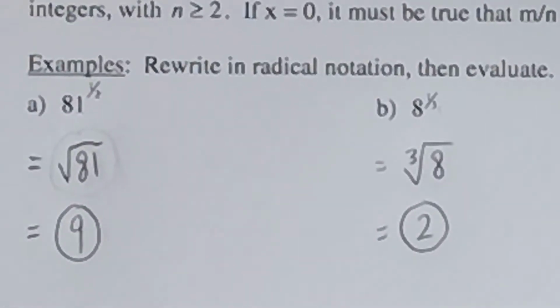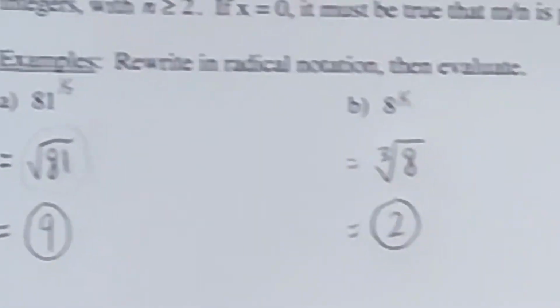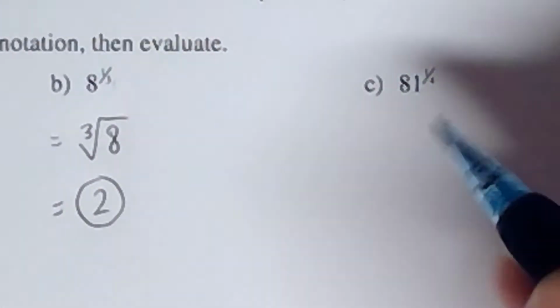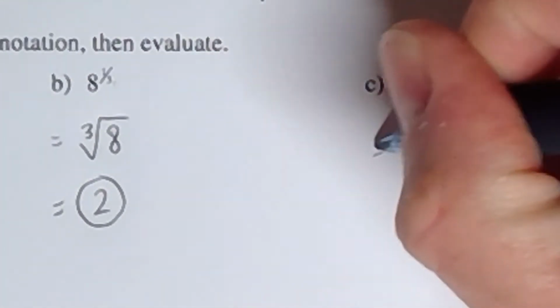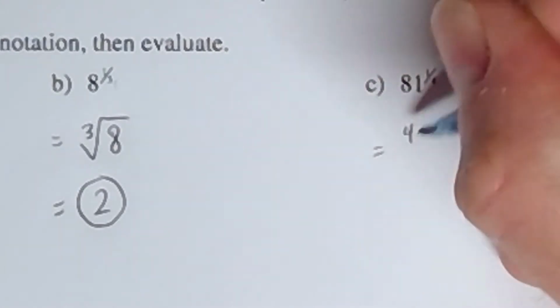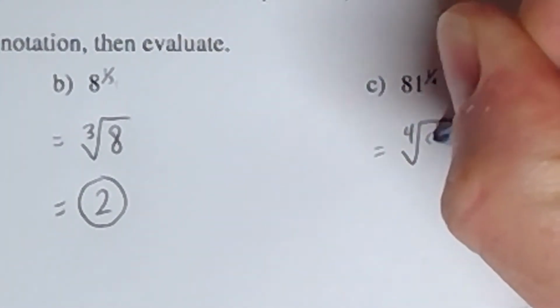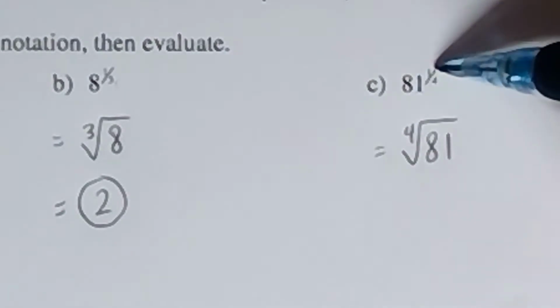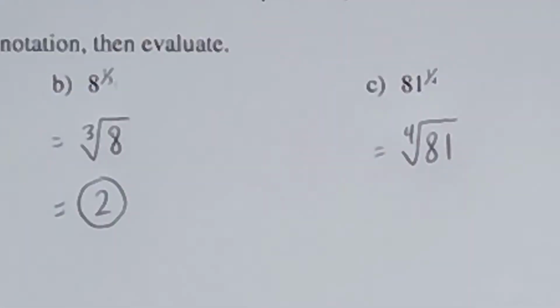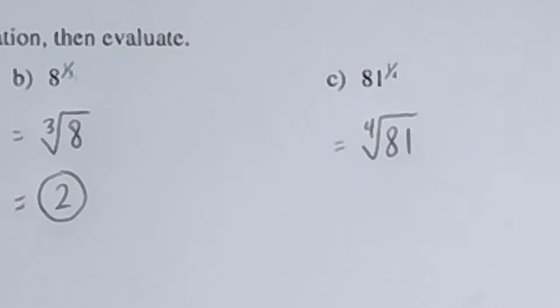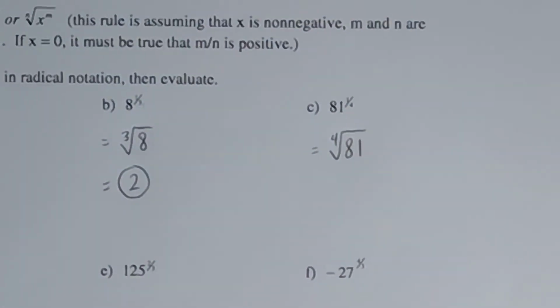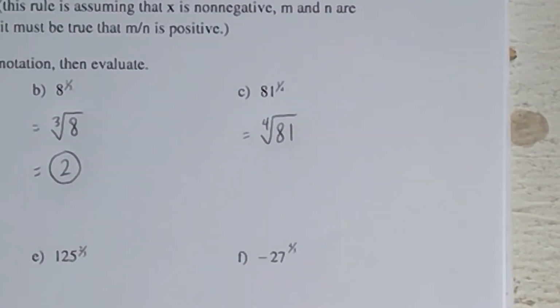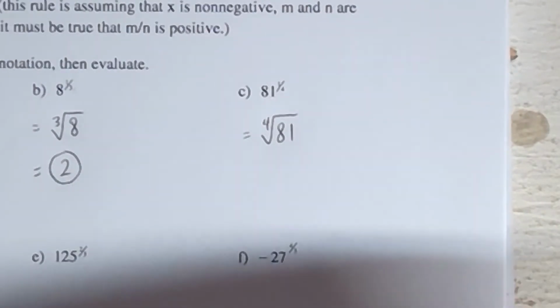What happens, and we haven't seen this before, but we'll go through it carefully, what happens if it is 4 on the bottom? 1/4. Well, as you can imagine, that's going to be the 4th root. And 81 is the number you're taking to that power, so the 81 goes on the inside. Now, again, we haven't seen 4th roots before, so let me just go over those. This is the only section you're going to see them in, but they're very similar to square roots. Not cube roots, but square roots.